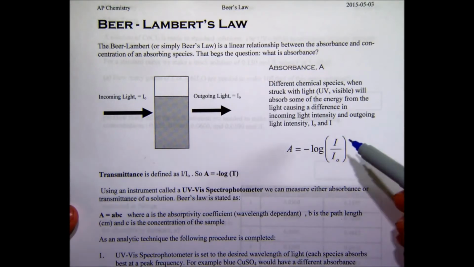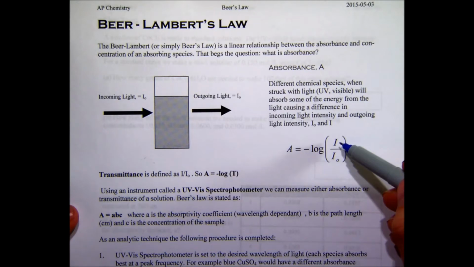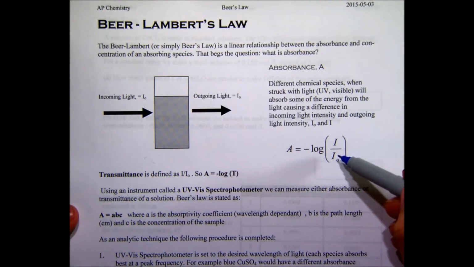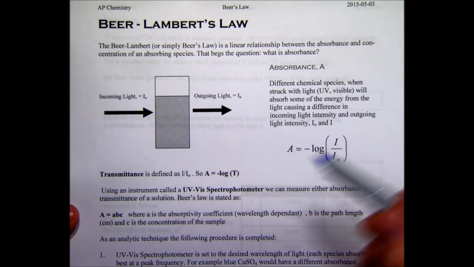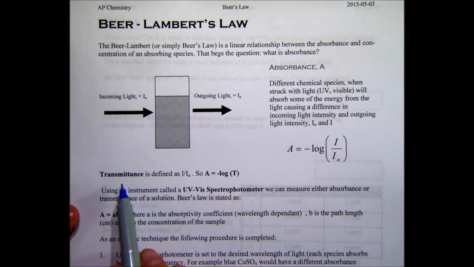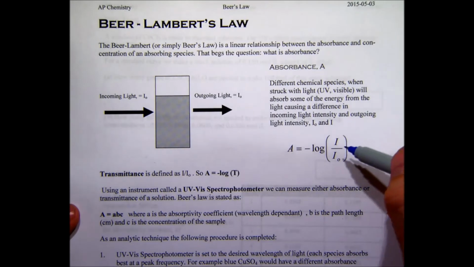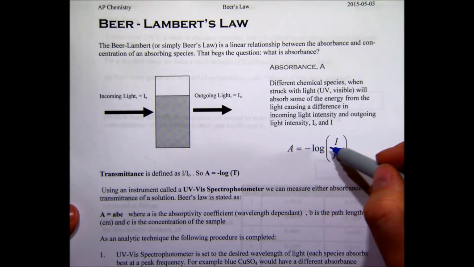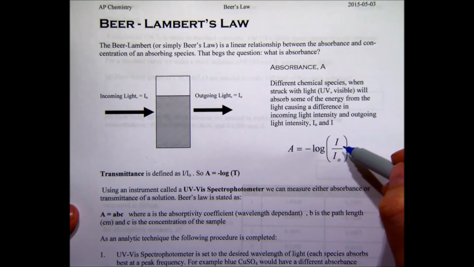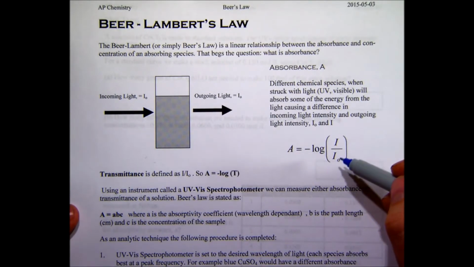So we first have this ratio of the intensity of outgoing light divided by the intensity of the incoming light, and that is called transmittance, represented by capital T, which can be confusing as capital T is used for other things as well. So absorbance is equal to the negative log of transmittance, or of that ratio I over I0.